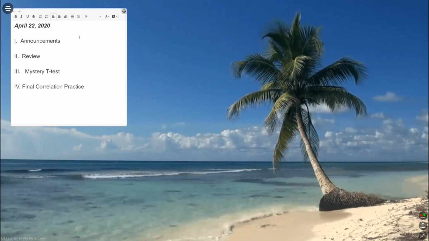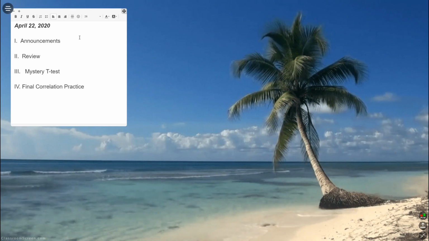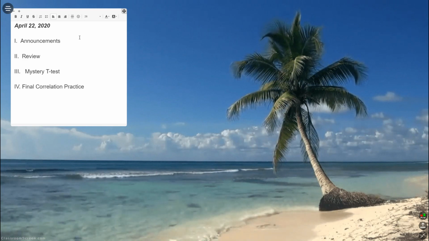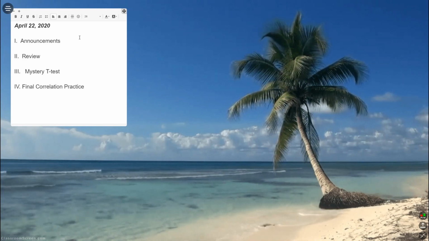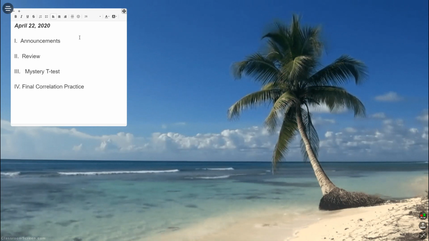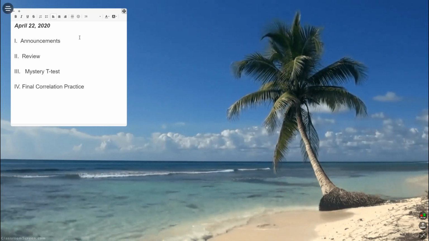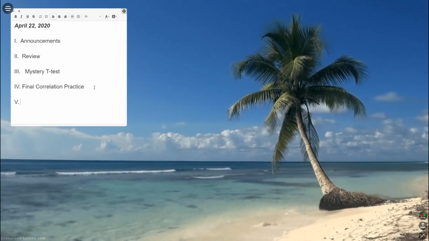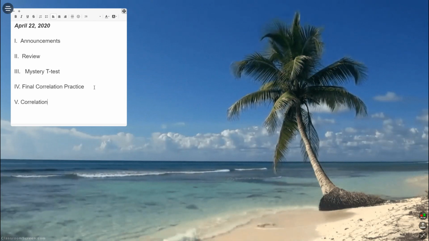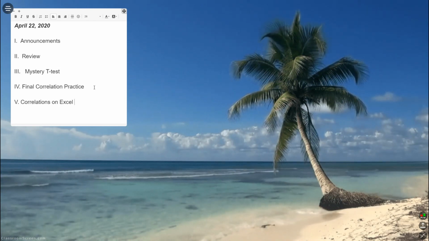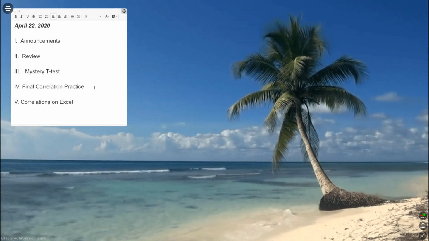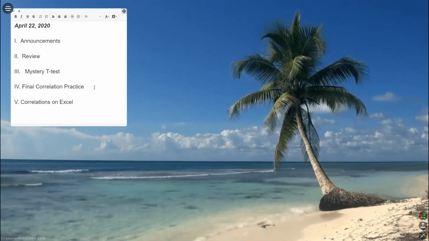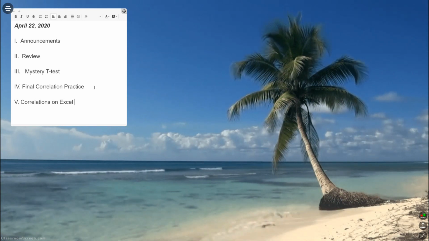So I'm going to make sure that we get a chance to look at some correlation practice today, which will be our final one. The other thing I didn't put on here, but I could put at the end of this lecture, is how to use Excel for correlation. In fact, I'm going to go ahead and do that while you're here with me. Correlations on Excel are very easy. It's easier than chi-square, and chi-square is not that difficult. So I think that's going to wrap up the announcements for today.